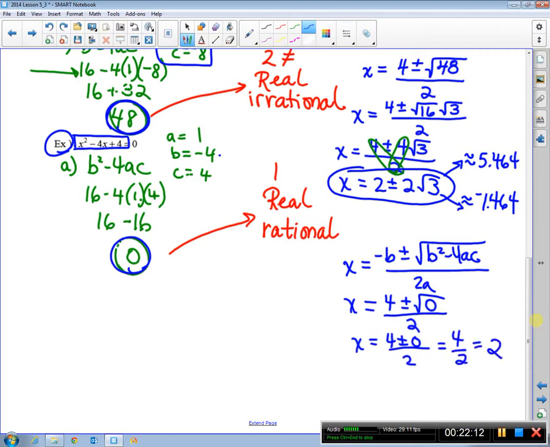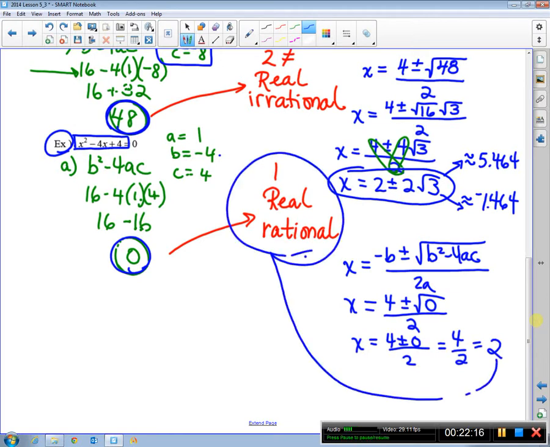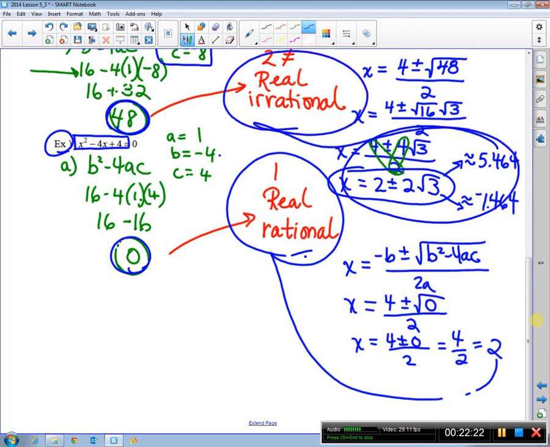What do you see here? One real rational root. Actually, I should do the same here. What did you see here? 2 unequal real irrational roots. You don't need to draw the squigglies all over your paper, but the description fits the solution.